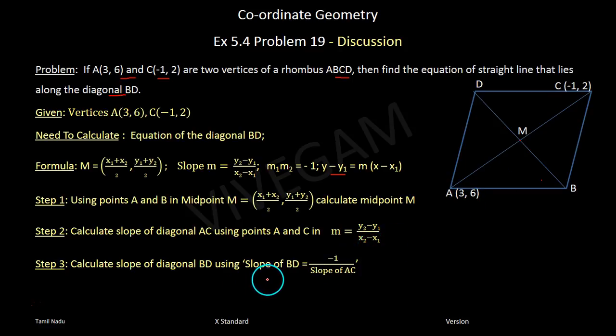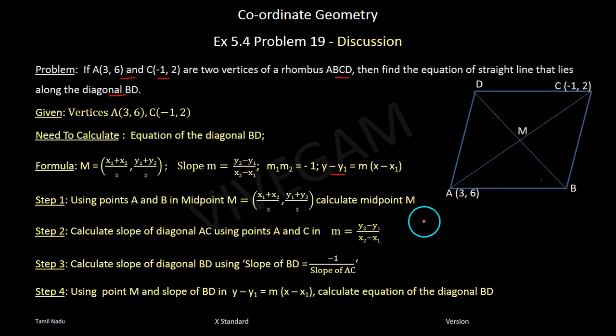Next, find the slope of BD using this formula, because the product of the slopes of the two diagonals is equal to -1 as they are perpendicular to each other. So use this formula, m1 times m2 equal to -1, or m2 will be equal to -1 by m1. That way you'll be able to calculate the slope of BD. Then now you have the slope and you have one point, so use the slope-point form, y minus y1 equal to m into (x minus x1). So that's all in this problem.